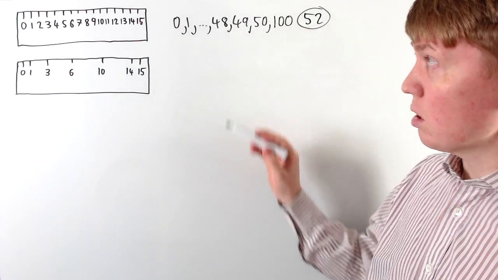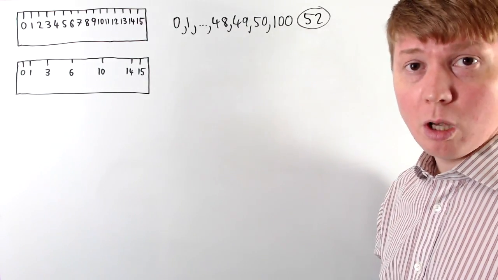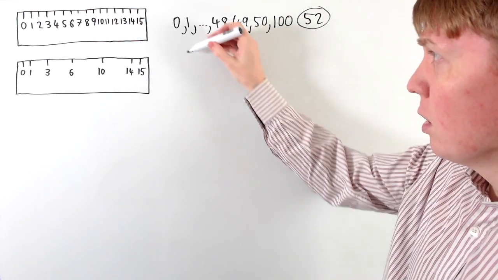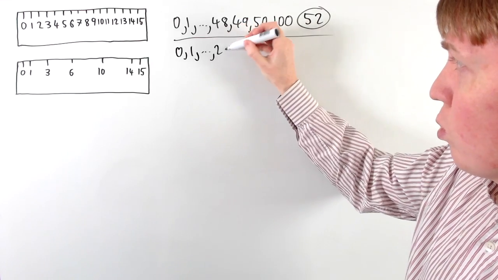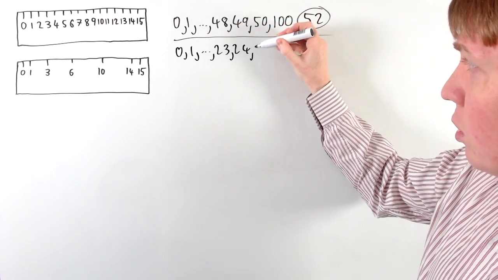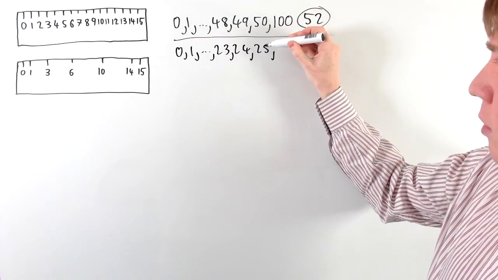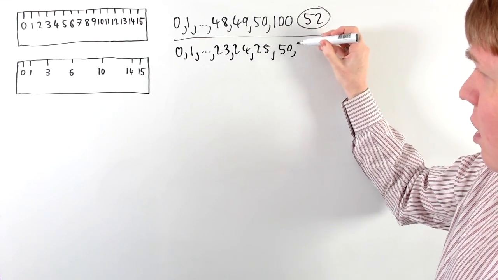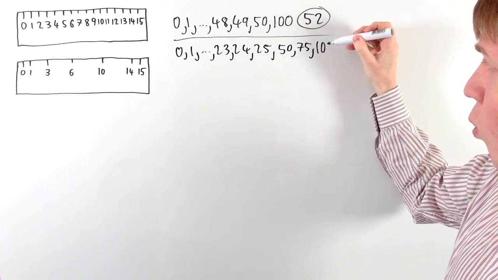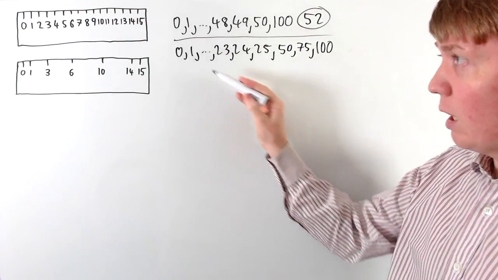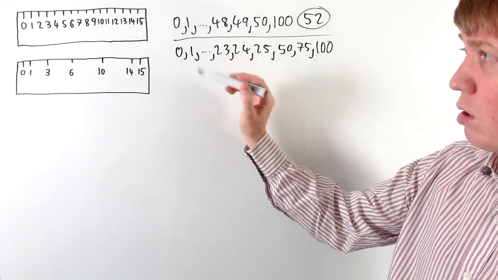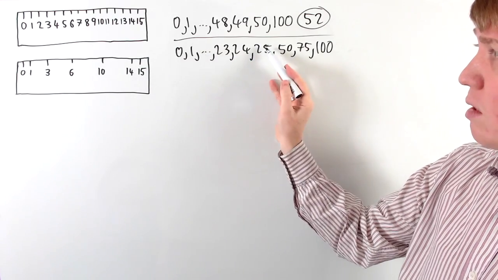So let's imagine instead of going up to 50, we go up to just 25. So we'll have 0, 1, all the way up to 23, 24, 25. Then we'll have 50, 75, and 100. To measure all your distances between 1 and 25, you can just go from 0 to 1, 0 to 2, and so on up to 25.